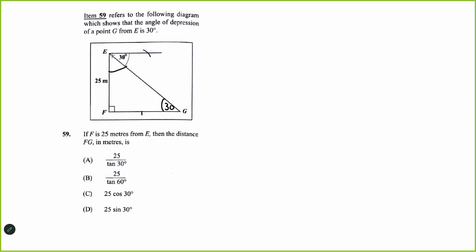This angle here is 90, so this one would have been 60. So 60 plus 30 is 90. 90 and 90 is 180. So you know the angle that I have there is correct.